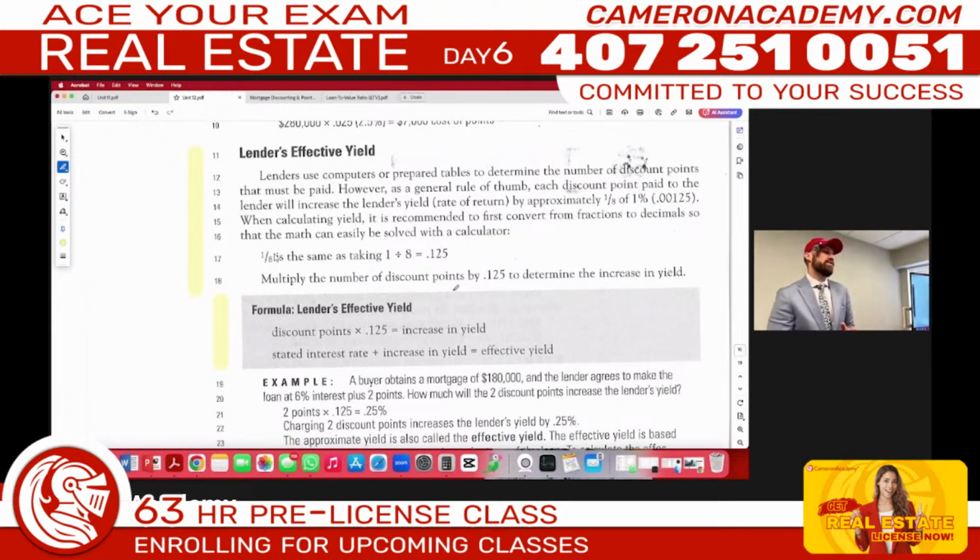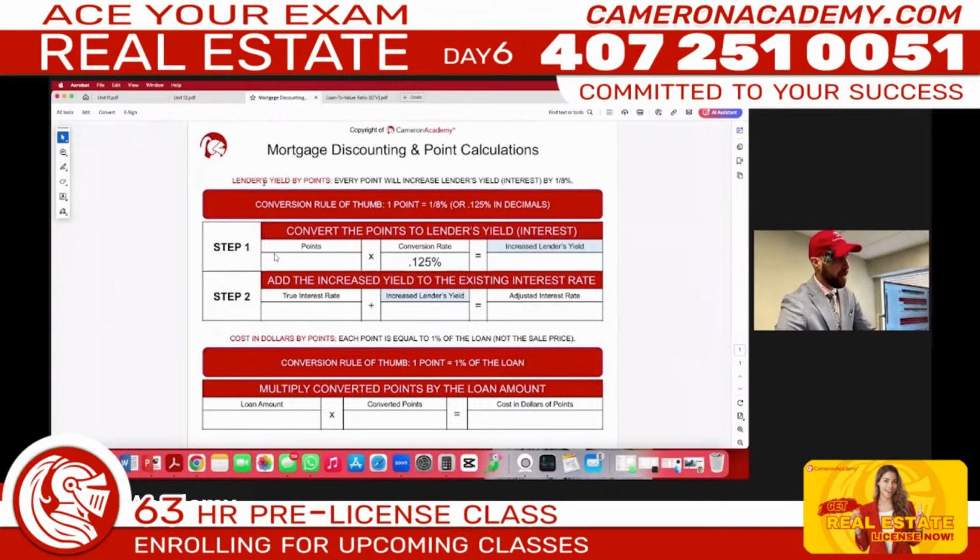There's two calculations of points. You're not going to like either one of them because of how manipulative the lender is, how they utilize them. The math is not hard. It's just basic memorization. Let's turn to this handout. I want to show you what we highlighted last, which was lenders yield by points. Lenders charge points to make more income for themselves. It's a big part of their business.